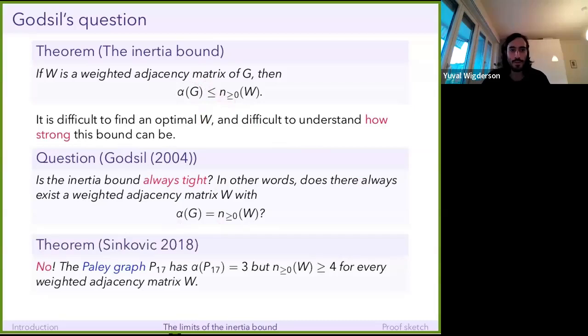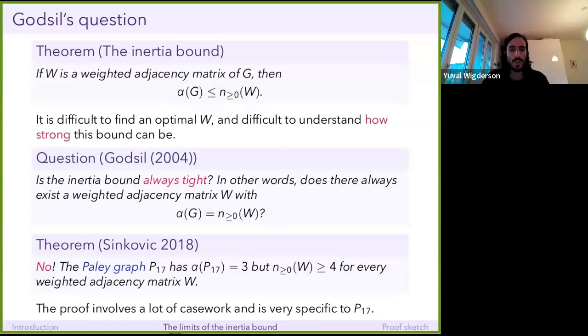So it took almost 15 years. But Cvetković was able to prove that if you look at the Paley graph of order 17, you can check that its independence number is 3. So that's pretty easy to check. What's rather difficult to check is that for every weighted adjacency matrix W, it has at least 4 non-negative eigenvalues. And thus, you do not get equality for this graph.